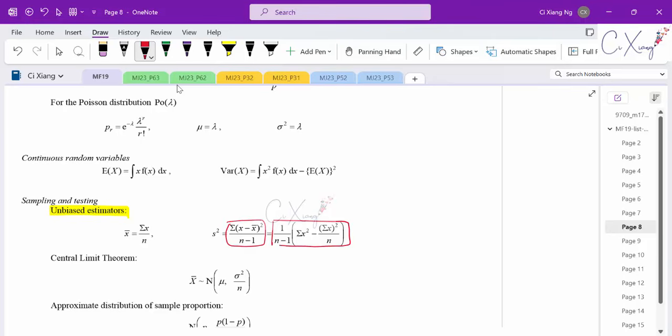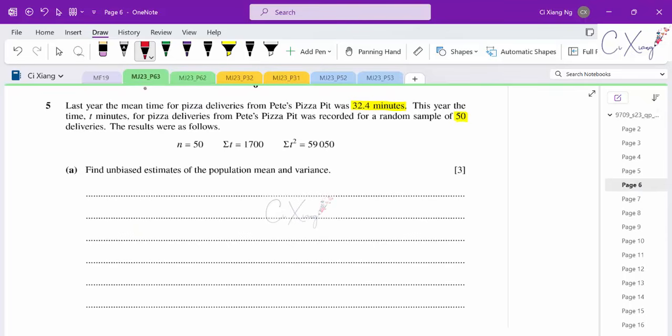So which equation to be used? It depends on the data given in your question. For our question just now, we can use this one because we are provided with the summation of x squared and also the summation of x. Then for the mean, there's only one formula. So we can straight away apply. Okay, so we continue to our question.